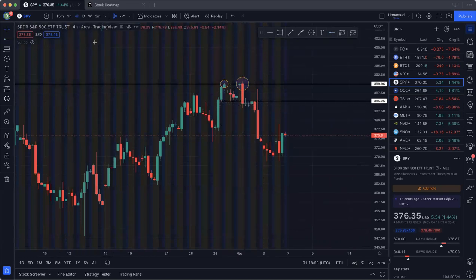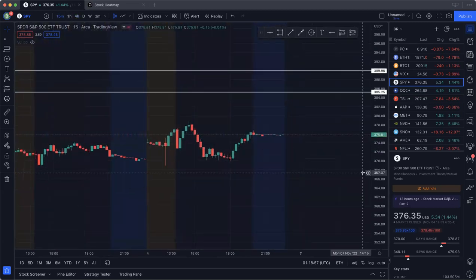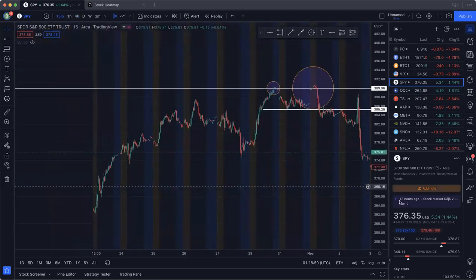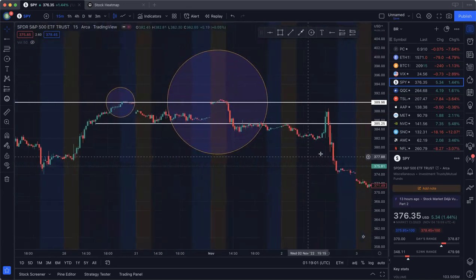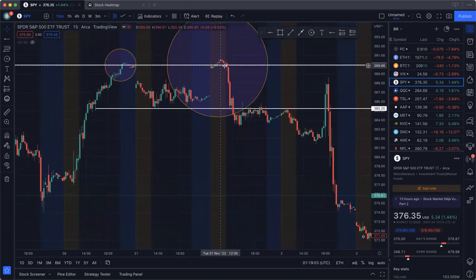Boom, you had an easy move to the downside. And let's say if we went to the lower time frames, you probably wouldn't have guessed that this was going to dump like this, right? But lower time frames would have given you an entry on this rejection here.